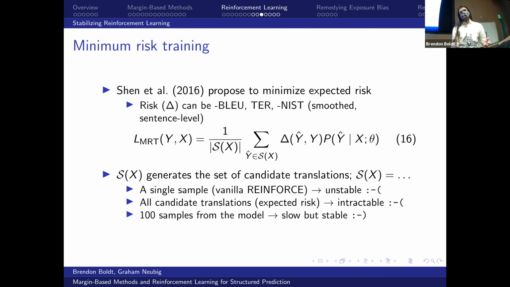So this is intractable. What the authors find is that when they take about 100 samples from their model, they are able to get a useful gradient signal. And this is slow. It is much slower than the maximum likelihood objective with teacher forcing, but it does improve their BLEU scores quite a bit by optimizing on this metric at training time using minimum risk.